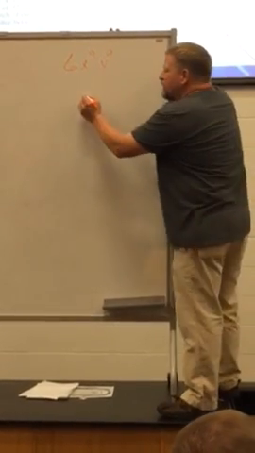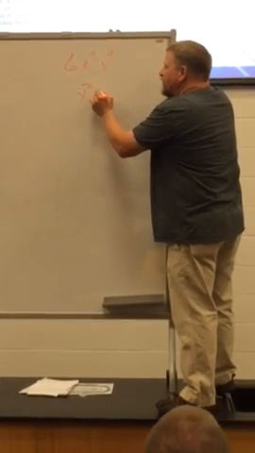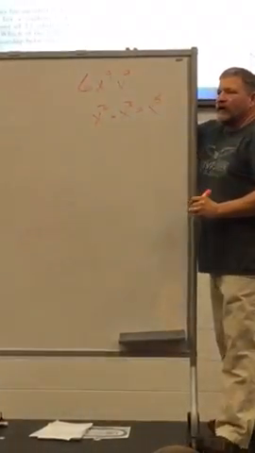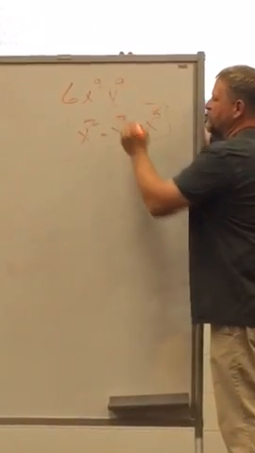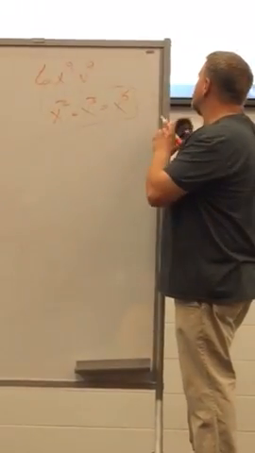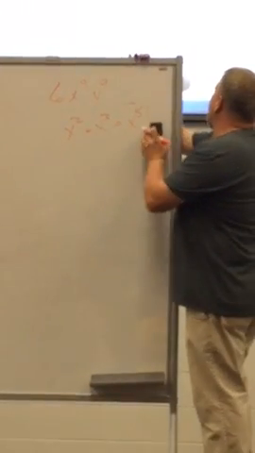All right, if I need to remind you rules of exponents, x to the 2nd times x to the 3rd is x to the 5th. Okay, that's a key rule of exponents right there. Okay, it's called the product rule. All right, going to number 9.